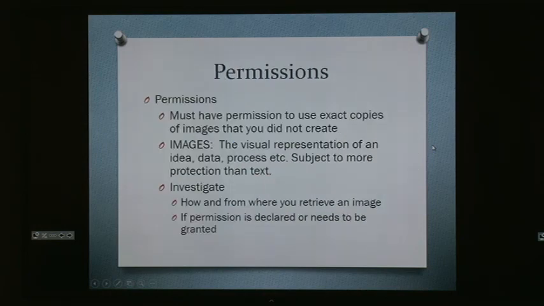All right, moving on down the checklist a little bit more, I have on there that I need permissions. If you have used exact copies of images that you did not create, I need you to demonstrate that they are okay to use, or send me the permission from the creator of that image. So the images are visual representations of an idea, or data or a process. So they're subject to more protection than text.